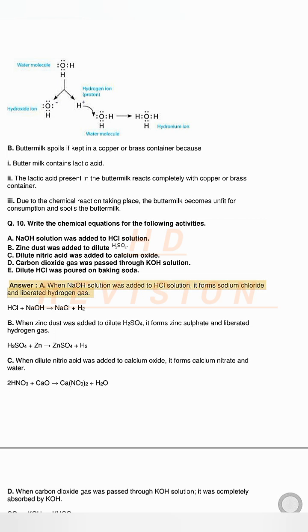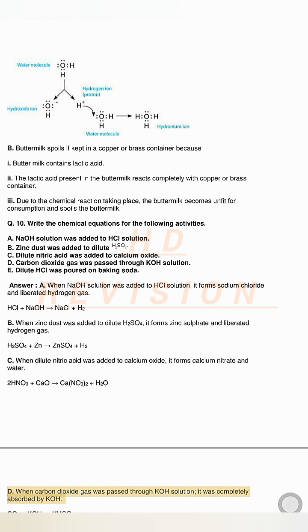Answer. A. When NaOH solution was added to HCl solution, it formed sodium chloride and water. HCl + NaOH → NaCl + H2O. B. When zinc dust was added to dilute H2SO4, it formed zinc sulfate and liberated hydrogen gas. H2SO4 + Zn → ZnSO4 + H2. C. When dilute nitric acid was added to calcium oxide, it forms calcium nitrate and water. 2HNO3 + CaO → Ca(NO3)2 + H2O.